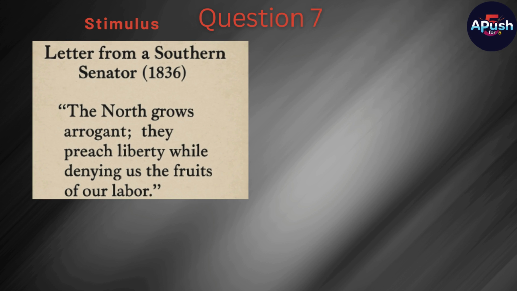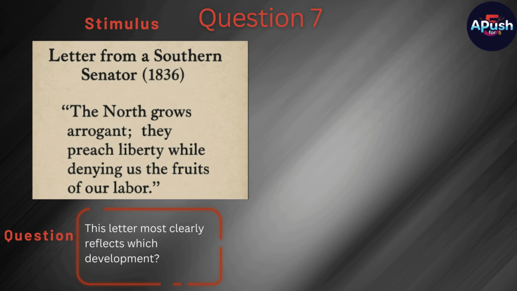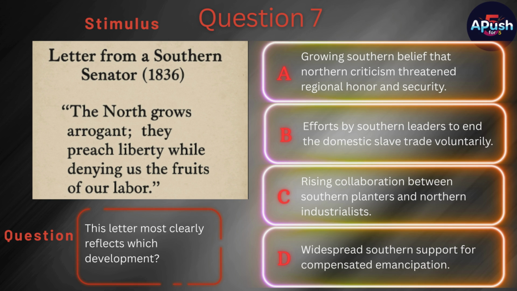Question 7. Stimulus. Letter from a Southern senator, 1836. The North grows arrogant. They preach liberty while denying us the fruits of our labor. Question. This letter most clearly reflects which development? A. Growing Southern belief that Northern criticism threatened regional honor and security. B. Efforts by Southern leaders to end the domestic slave trade voluntarily. C. Rising collaboration between Southern planters and Northern industrialists. D. Widespread Southern support for compensated emancipation.